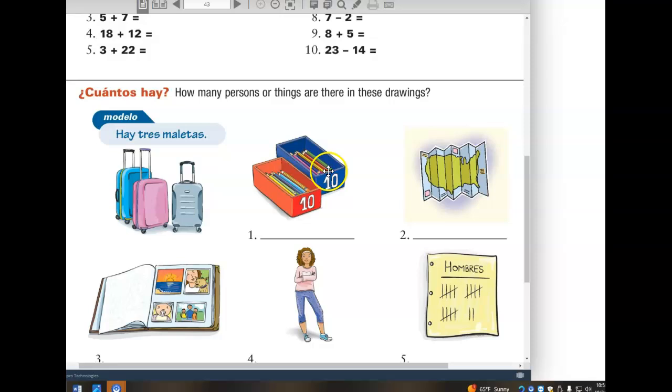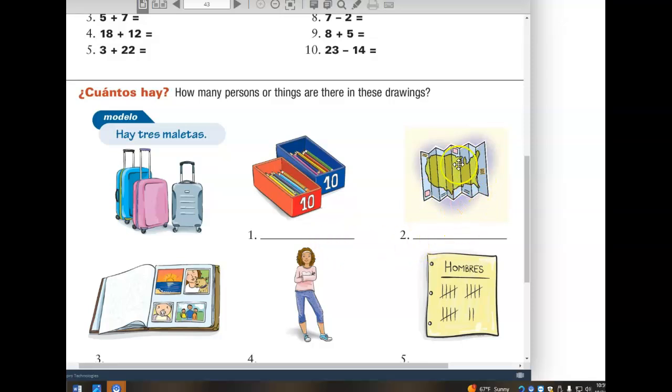¿Cuántos lápices hay? For number 1, ¿cuántos lápices hay? How many pencils are there? Looks like 10 in here, 10 in there. Hay 20, right? 10 plus 10. Hay 20 lápices. Remember, lápiz, to make it plural, change the Z to a C, and then add ES.